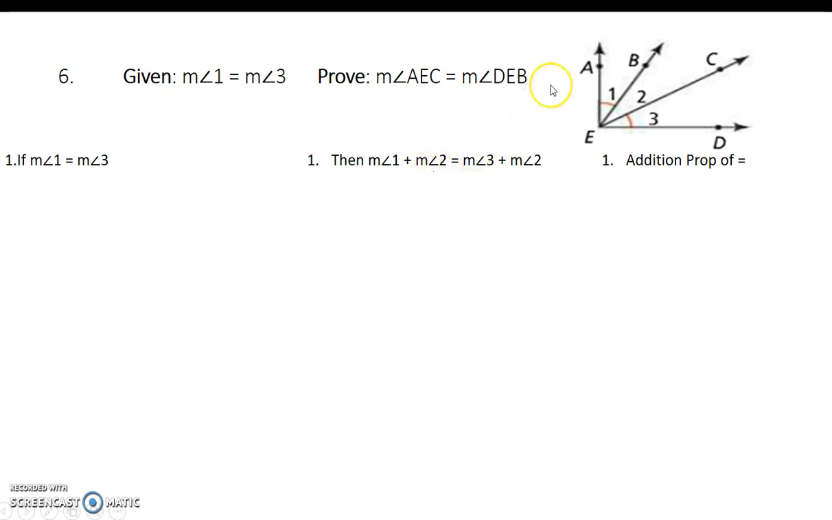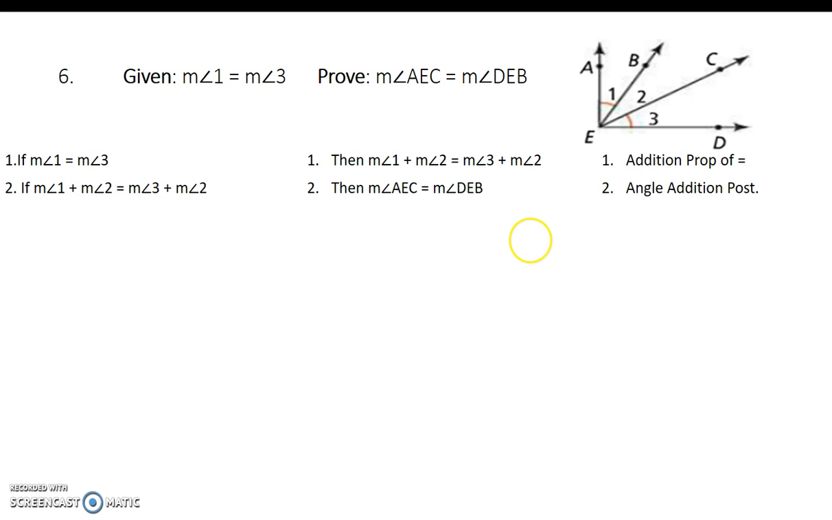Okay. And then this is kind of the new thing. I just want you to get used to this. But angle 1 and angle 2, they make up angle AEC. And angle 3 and angle 2, they make up angle DEB, which are the two angles that we're trying to talk about. So if I know that these two things are the same, well, it kind of leads to that thing that we were trying to prove in the end. I just have to think about why. And this is going to be something that we've looked at a long time ago, but it's not going to be super familiar. That's called the angle addition postulate.